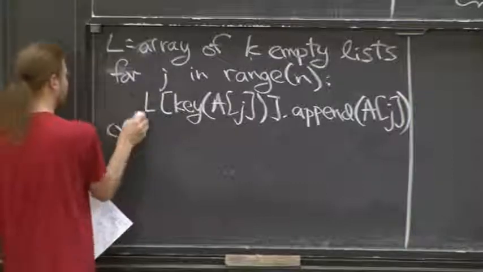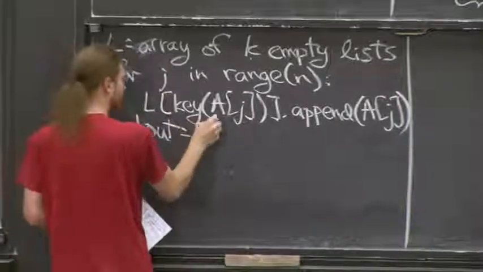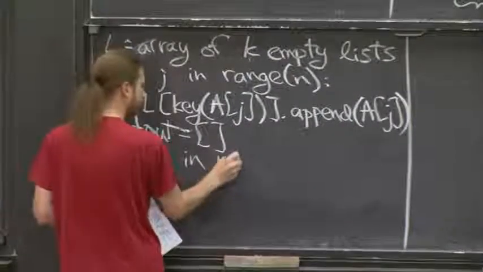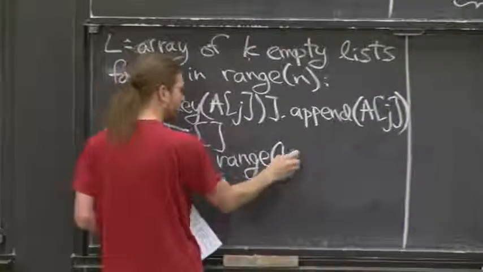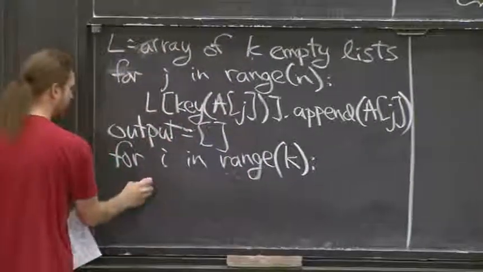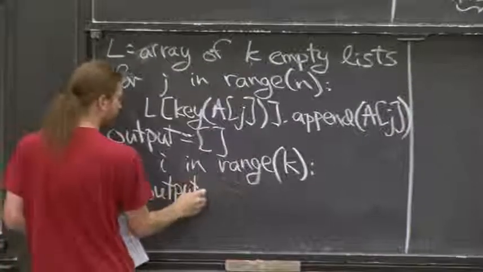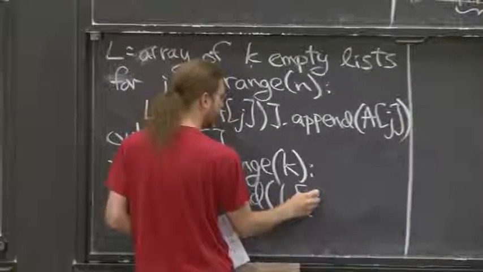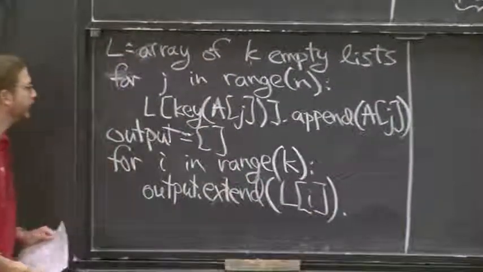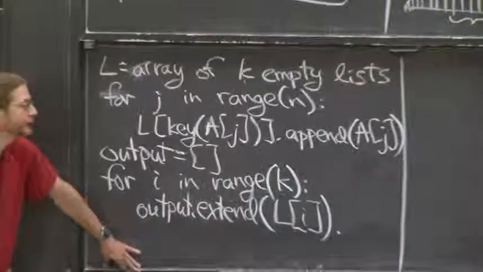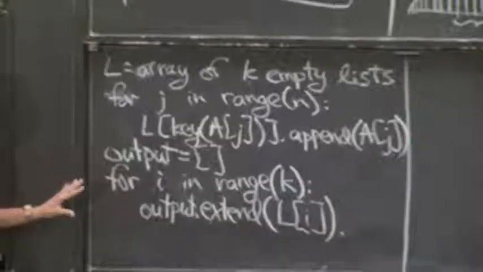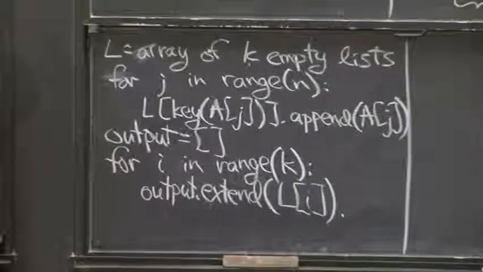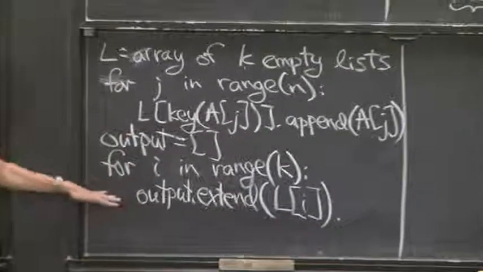And then the output is going to be an empty list initially. And then I iterate through the array. There are k values for that. And I just say output extend list i. Okay? This is counting sort, or a version of counting sort. In your textbook, you'll find a different version which does not use lists. So it's probably more practical because it uses no data structures whatsoever except 3 arrays. But it runs in the same amount of time, and this is a lot easier, I think, to think about.